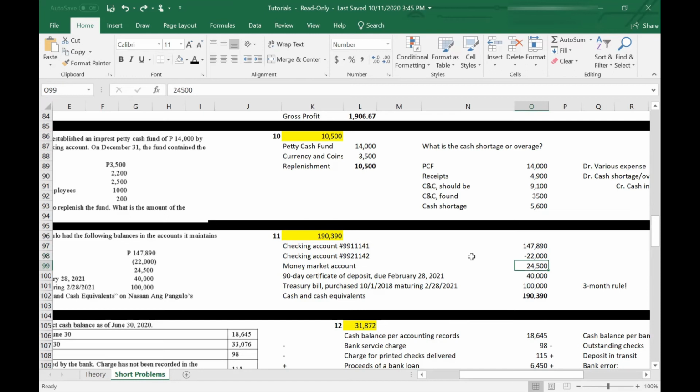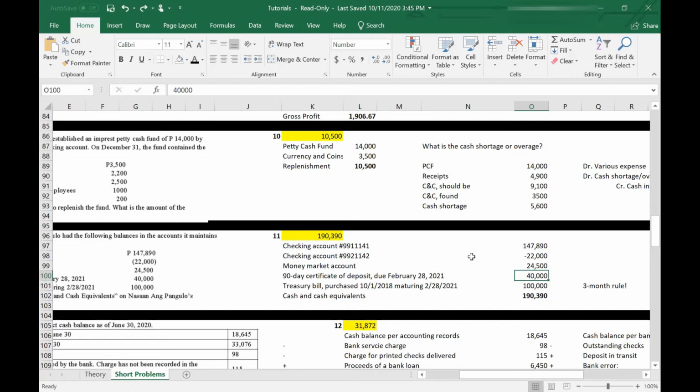Money market account, that's cash. So we include that. 90-day certificate of deposit due February 28, 2021. Do we include it? Yes. It's a cash equivalent because you acquired it 90 days before maturity. Its original maturity is 90 days. So remember the 3-month rule. It qualifies, so it's a cash equivalent.